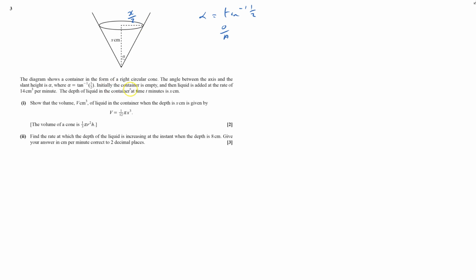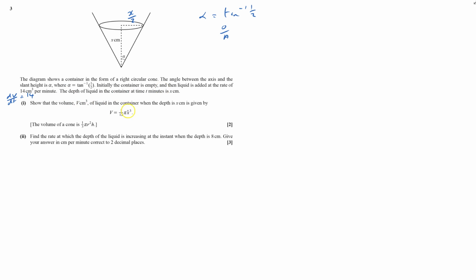Initially the container is empty and the liquid is added at the rate of 14 centimeters cubed per minute. This is going to be a rate question. So centimeters cubed, that's volume, and per time, so that'll be dV by dt equals 14. That's what that says. Okay.